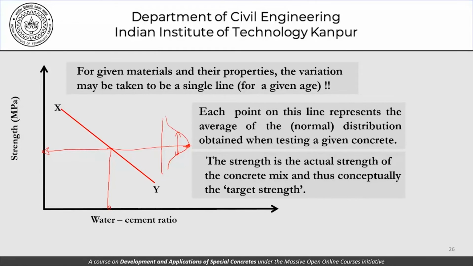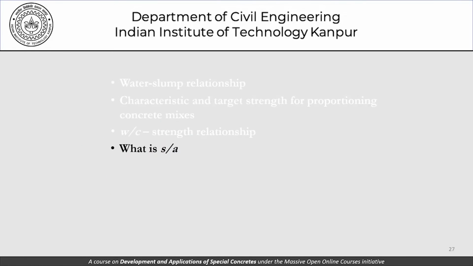The mean strength, the average strength of the concrete that you use, is actually the target strength for which the mix was proportioned. The characteristic strength was only a tool that you used to get the target strength. Now, having said that, let's come to the concept of S by A.